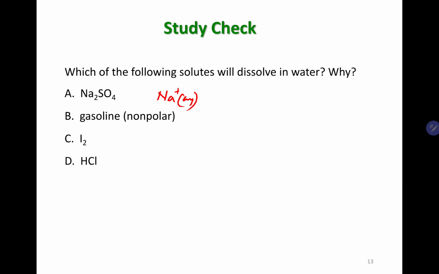Okay, aqueous sodium ions. So therefore sodium sulfate is soluble. Why? One, it is an ionic compound. Two, that ionic compound also has sodium, which really likes to be in water. All right, B, gasoline.